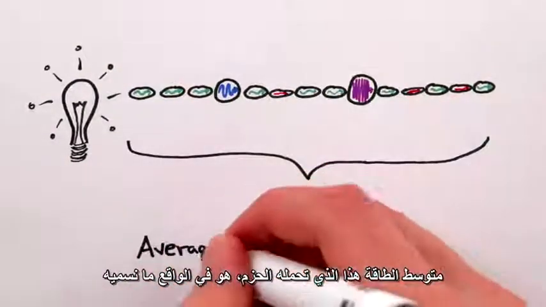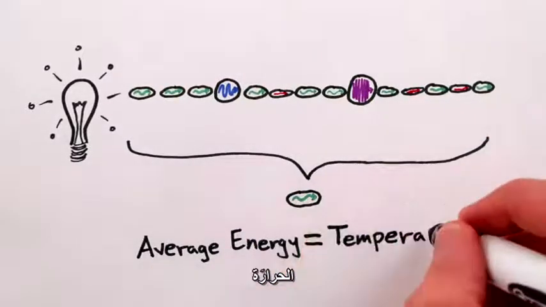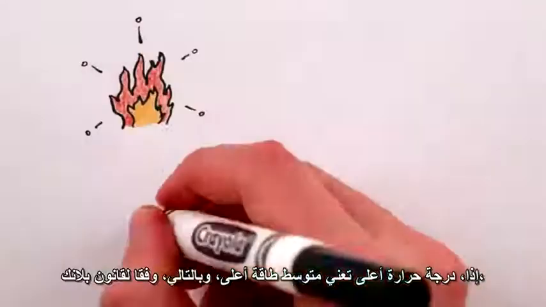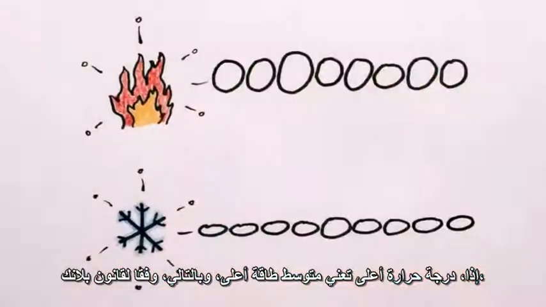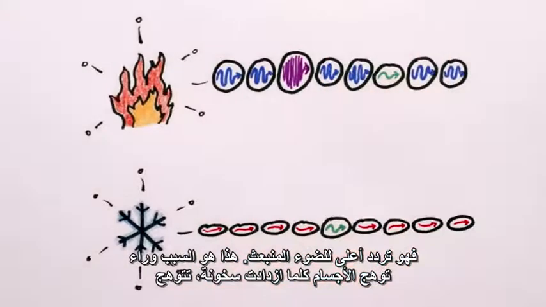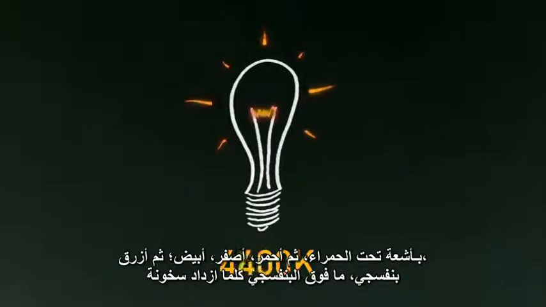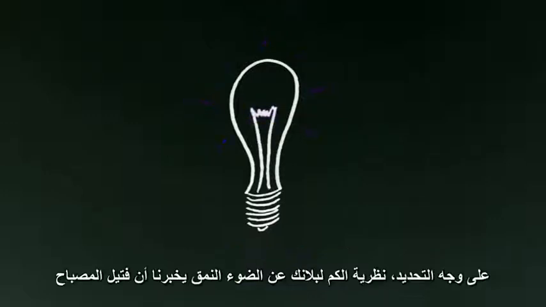This common average energy that the packets carry is in fact what we mean by temperature. So a higher temperature just means higher average energy, and thus by Planck's rule, a higher frequency of light emitted. That's why as an object gets hotter, it glows, first infrared, then red, yellow, white, hotter and hotter towards blue, violet, ultraviolet, and so on.